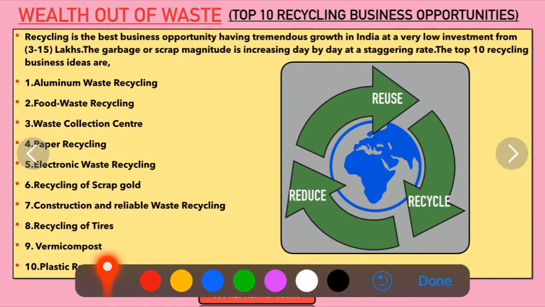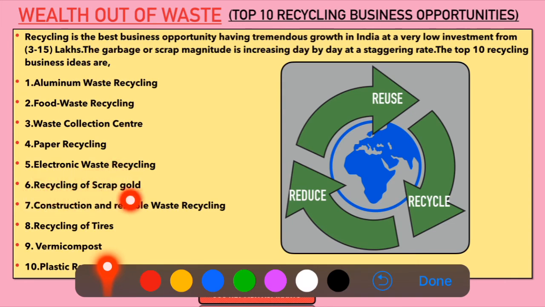The top 10 recycling business ideas are aluminium waste recycling, which uses aluminium cans, and food waste recycling, where the food waste is converted into electrical power. Third is a waste collection center. If they don't have enough capital, then they go for a waste collection center. Fourth is paper recycling, where the waste papers are recycled into cardboards or paper rolls or paper bags. Fifth one is electronic waste recycling. Certain precautions are needed while doing electronic waste recycling, but if it is done, it is profitable.